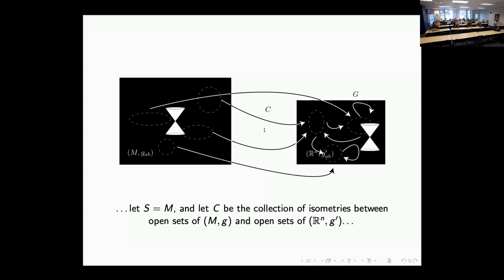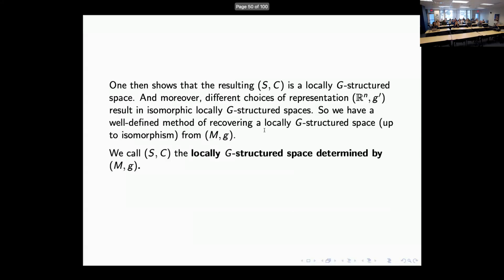Okay, so quick remark. One can see now why it was important that the spacetime we chose on the right-hand side was a representation. Since it's a representation, we have a guarantee that every point in M is in the domain of one of these isometries, okay? So our privileged coordinates in C that we built cover M. Okay, so one shows that the resulting SC is in fact a locally G-structured space.